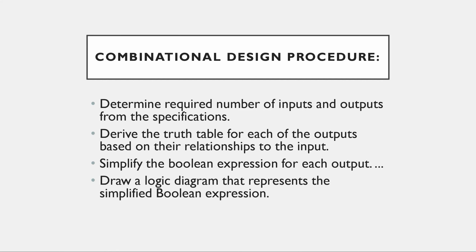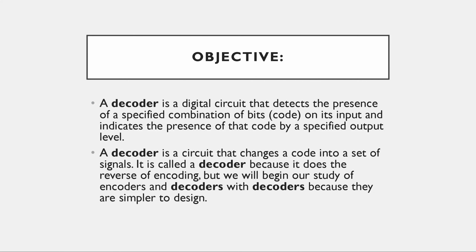Objective. A decoder is a digital circuit that detects the presence of a specified combination of bits on its input and indicates the presence of that code by a specified output level. A decoder is a circuit that changes a code into a set of signals. It is called a decoder because it does the reverse of encoding. But we will begin our study of encoders and decoders with decoders because they are simpler to design.